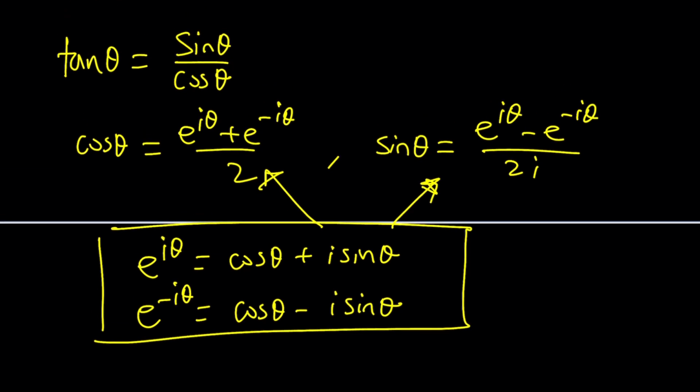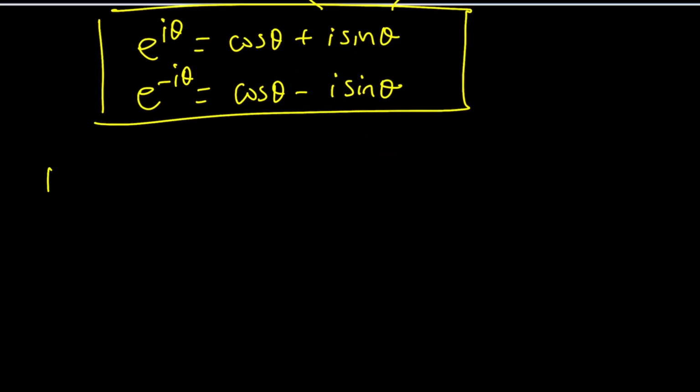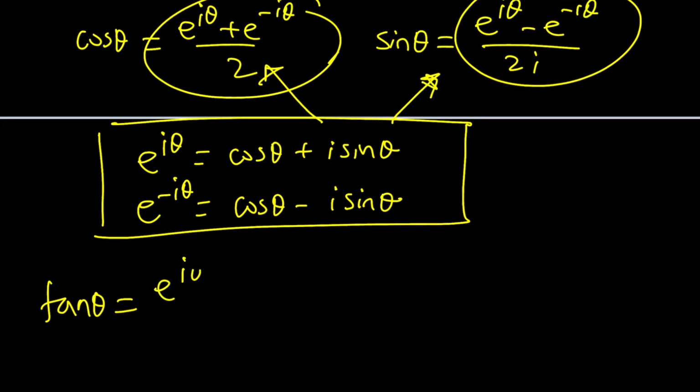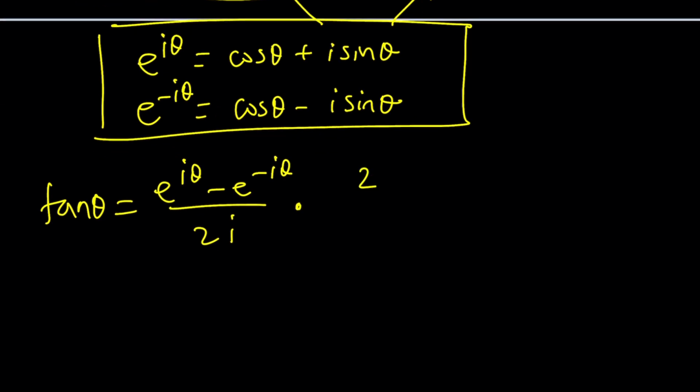But we do need tangent, so we're going to need to divide sine by cosine. So let's do it. Tangent theta, instead of memorizing a formula for tangent separately, right? Sine theta will be divided, so we're going to write the sine first. And then division means multiply by the reciprocal, which is 2 over e to the i theta plus e to the negative i theta. Awesome. Now the 2's cancel out. That's the only simplification we can make so far. So let's go ahead and cancel them out.